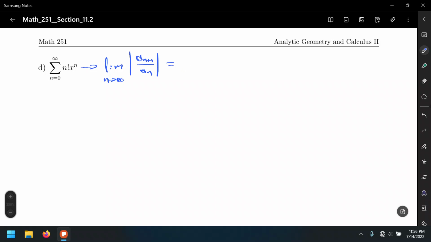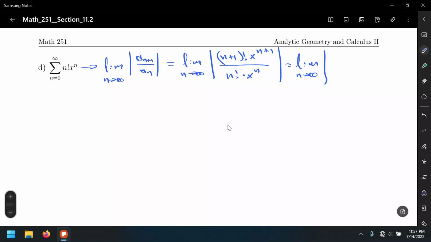That's the limit as n approaches infinity of the absolute value of n plus 1 factorial x to the n plus 1 divided by n factorial times x to the n. In this case, no multiplication by reciprocal. This is fine. N plus 1, right? So that's the limit as n approaches infinity.